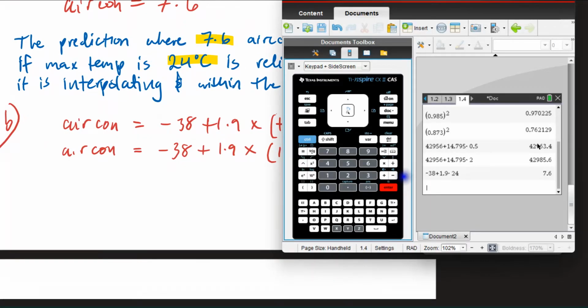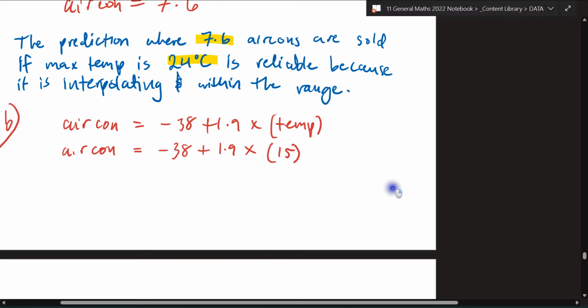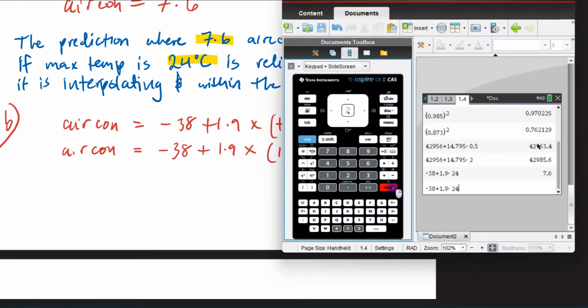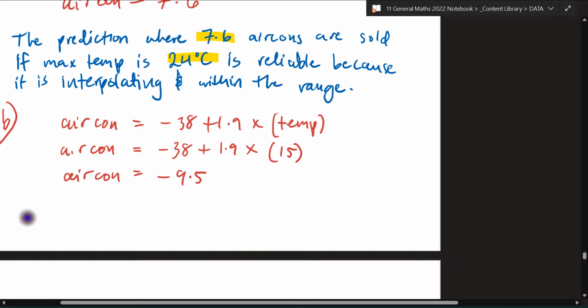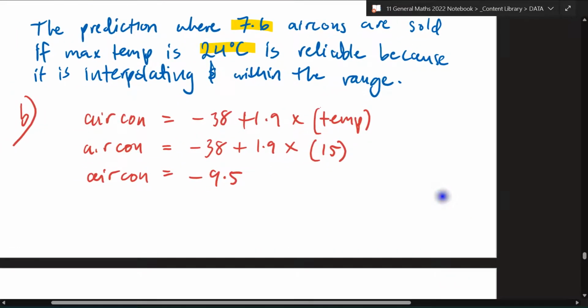Okay, again, you can just go up, highlight the formula again, press enter, and it'll repeat it for you. So instead of 24, we're going to change it now to 15. And according to this, the aircon sales is negative 9.5. Negative 9.5. Now, why doesn't that make sense? It's lower than zero. You can't sell a negative number of aircons, okay?